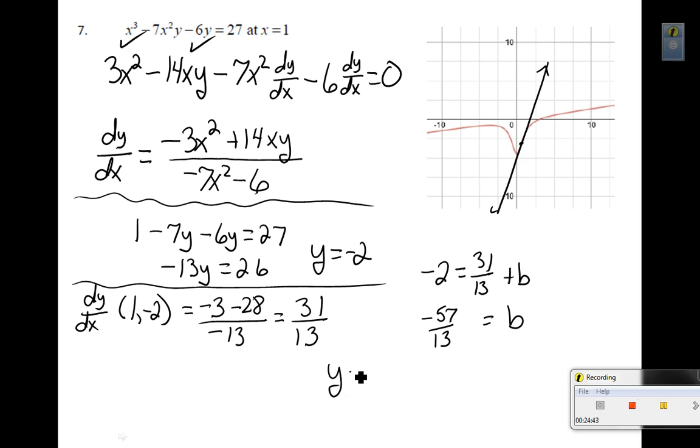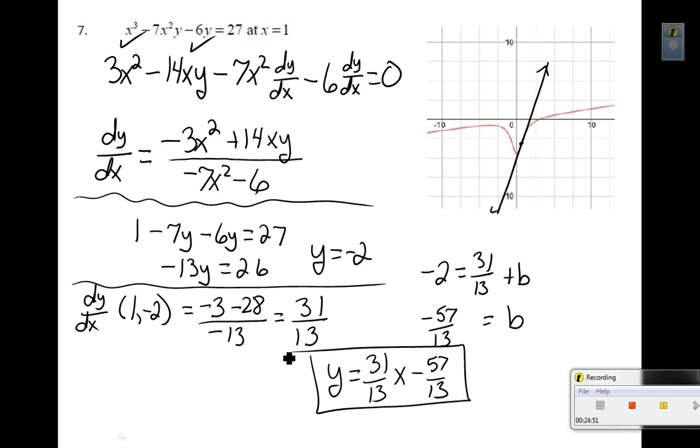So the answer: y equals 31/13 x minus 57/13. Now, depends on the year. Most of the time we would have stopped at this point. This ends part 1. So part 2 will start right after this.